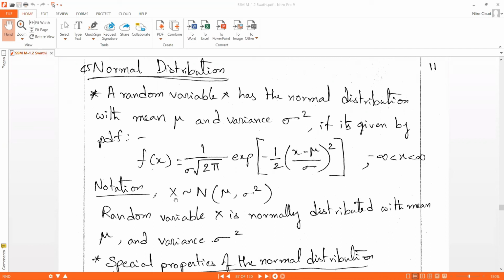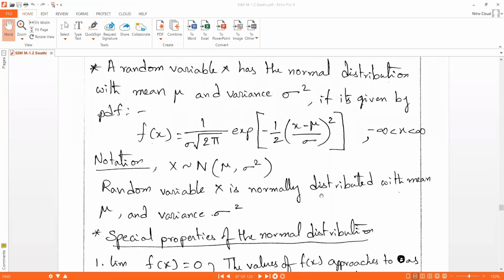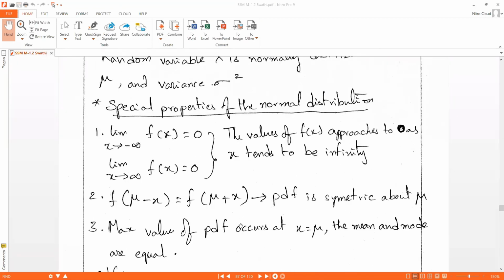Okay, here the notation is x is N of mu comma sigma square. Random variable x is normally distributed with the mean mu and variance sigma square. And special properties of the normal distribution: limit x tends to minus infinity, f of x is equal to 0, and limit x tends to positive infinity, f of x equal to 0. The values of f of x approach 0 as x tends to infinity.